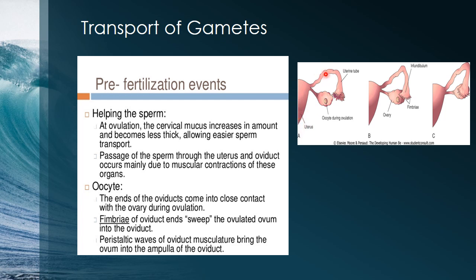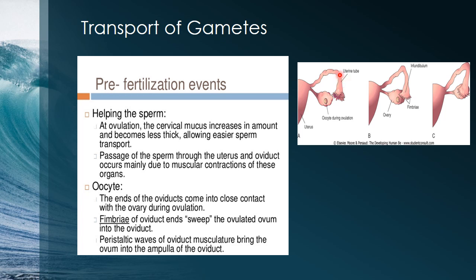They have to pass through the cervical canal, the uterus, and then the uterine tube to reach the ampullary part. At the time of ovulation, the cervical mucus increases in amount and becomes less thick. This allows easier passage of the sperm through the cervical canal to the uterus and to the oviduct. Also the peristaltic or muscular contractions of the uterus and the uterine tube facilitate the sperm reaching the uterine tube, and the tail of the sperm helps in its movement to reach the ampullary part.